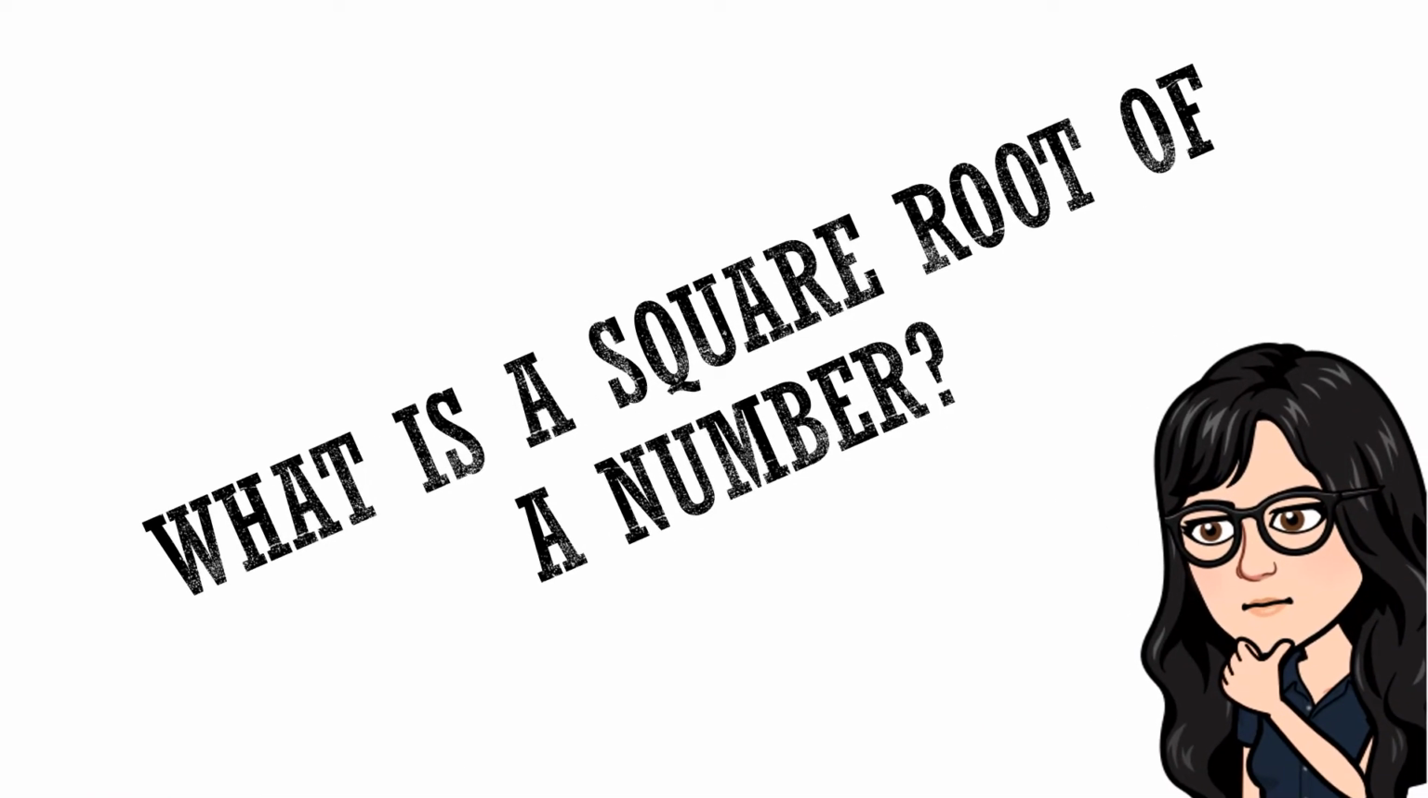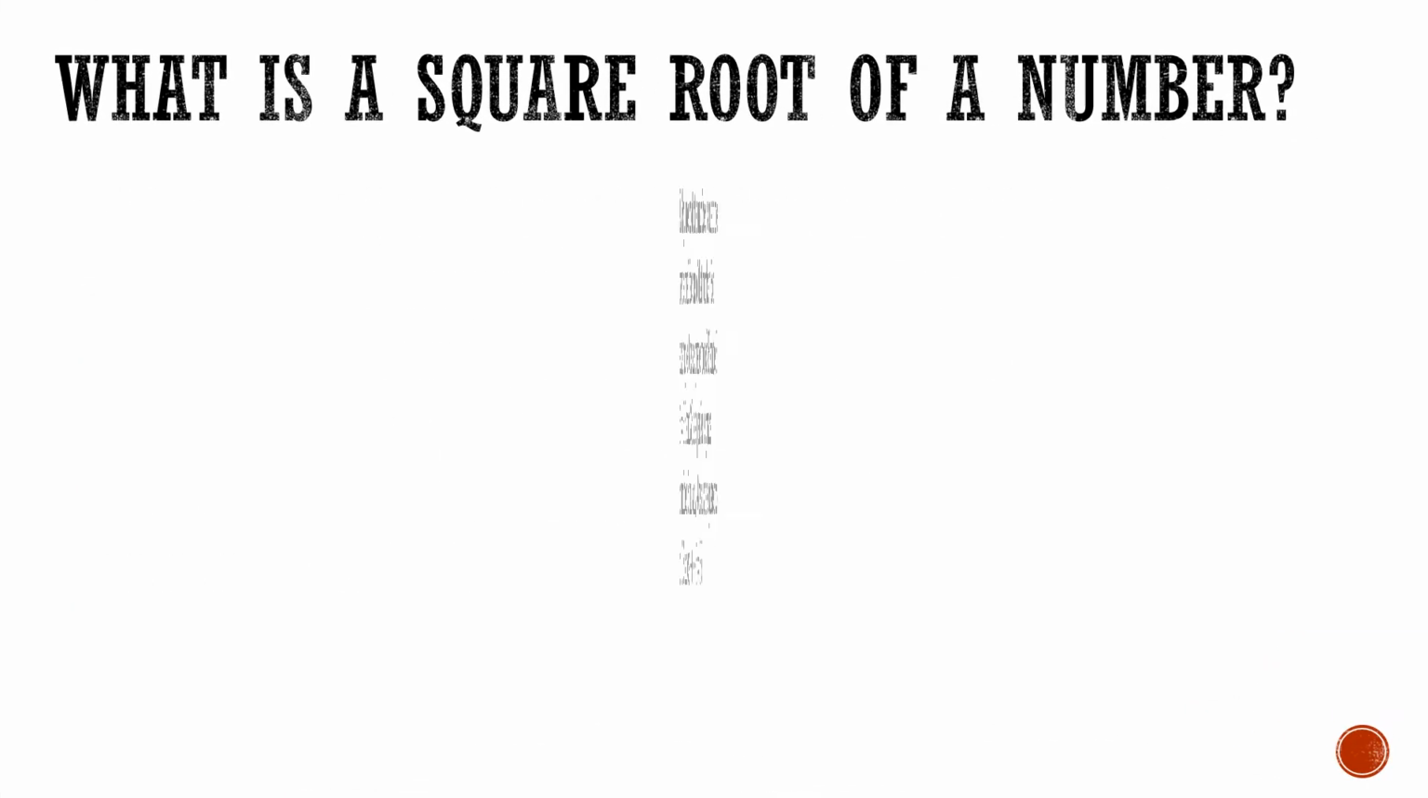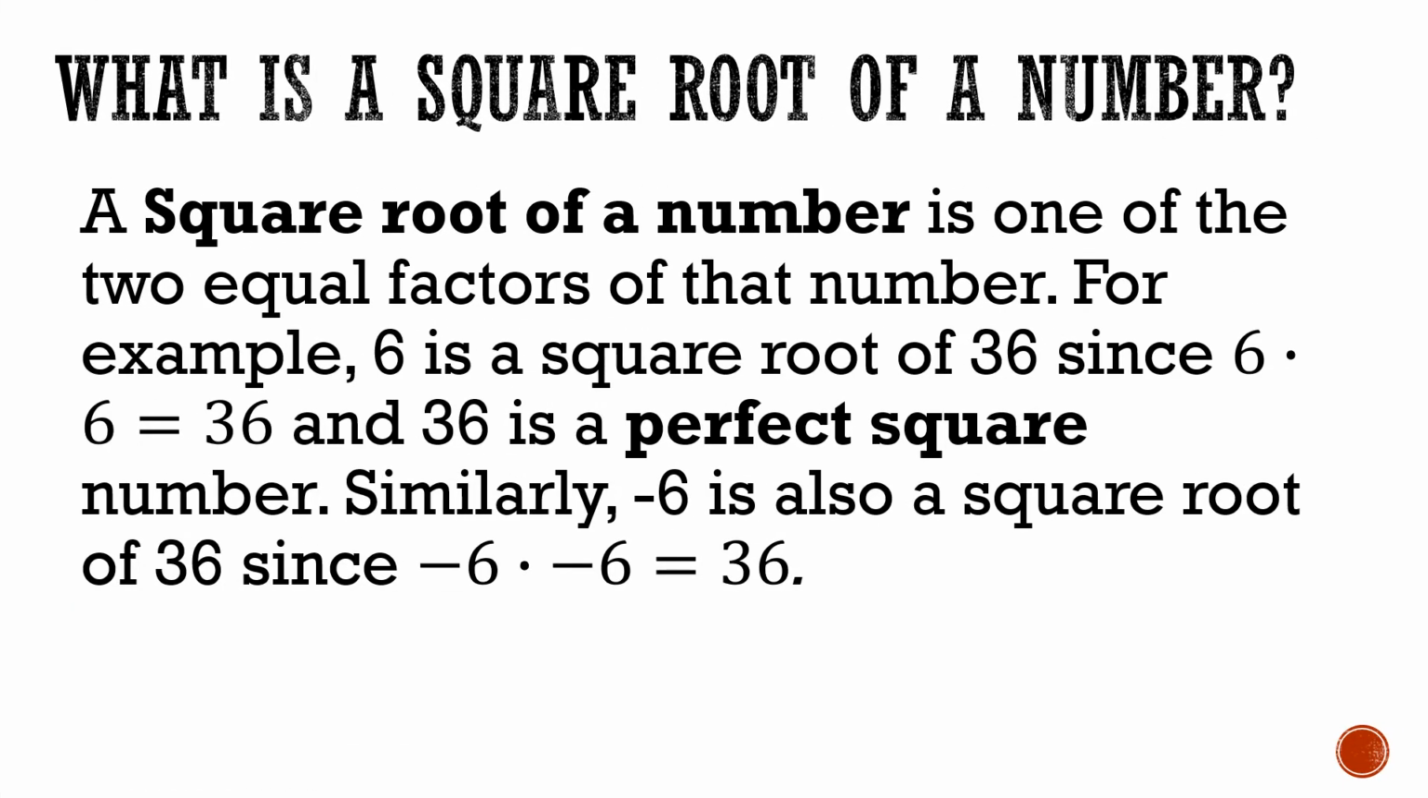What is the square root of a number? A square root of a number is one of the two equal factors of that number. For example, 6 is the square root of 36 since 6 times 6 is equal to 36, and 36 is a perfect square number. Similarly, negative 6 is also a square root of 36 since negative 6 times negative 6 is equal to positive 36.